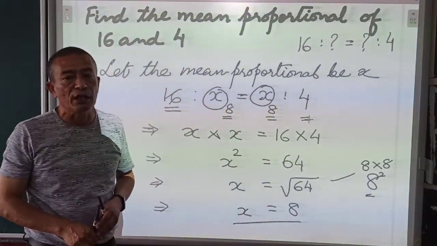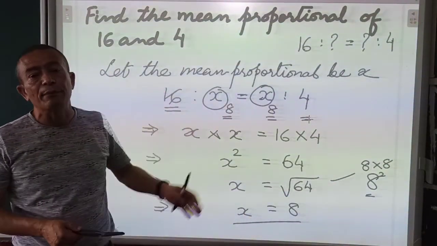So these are the three types of sums that are there in your assignment number 23.